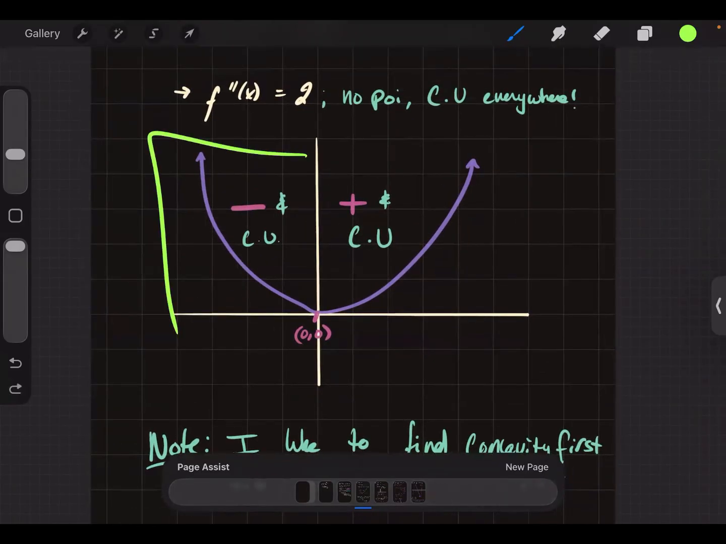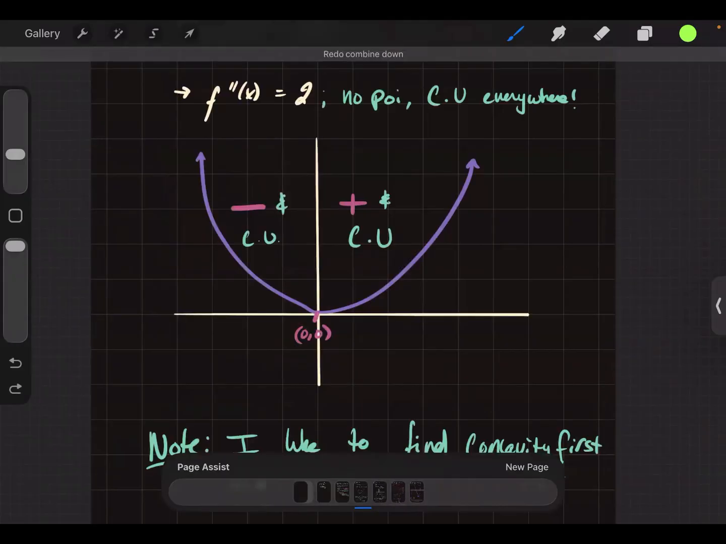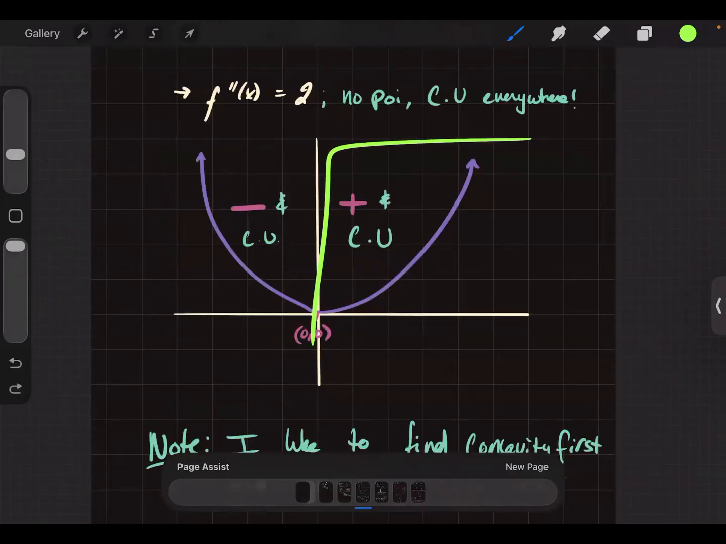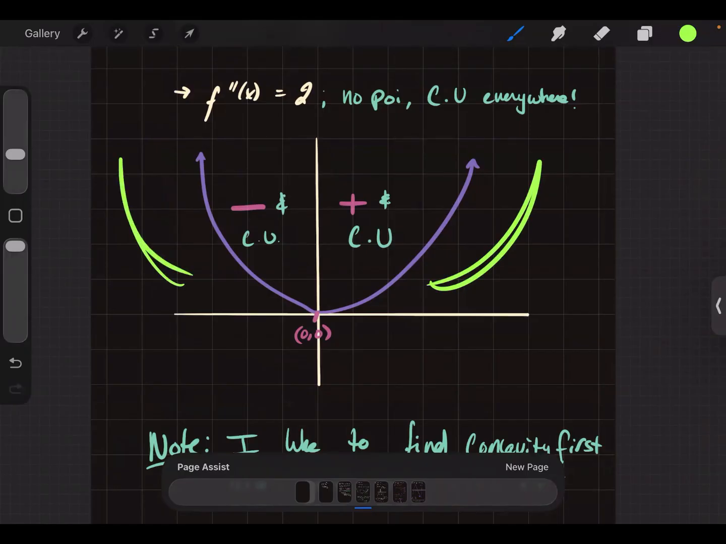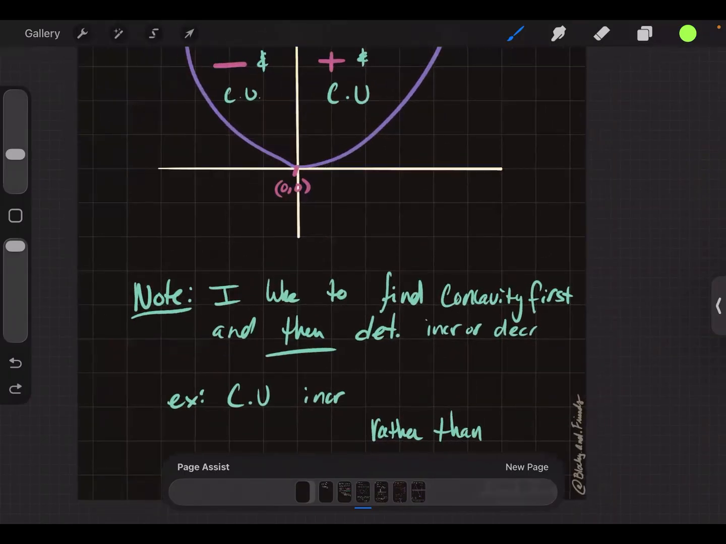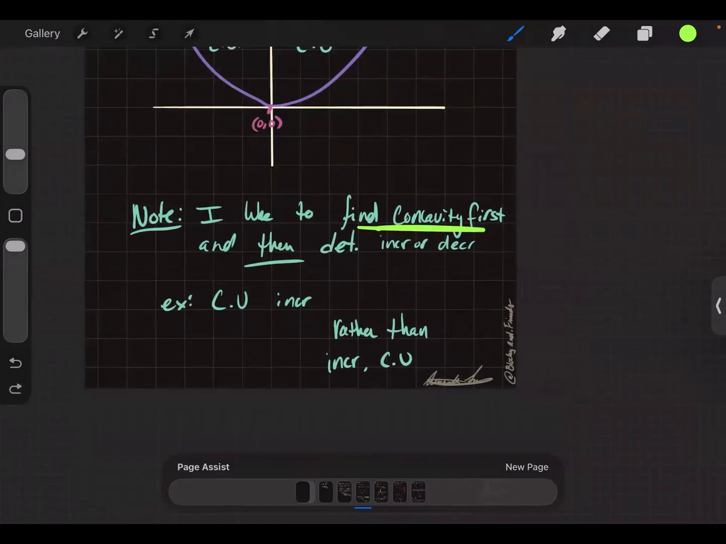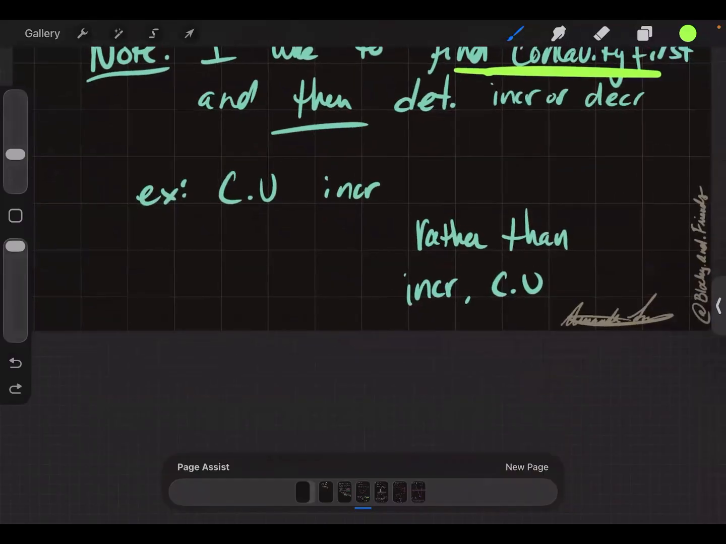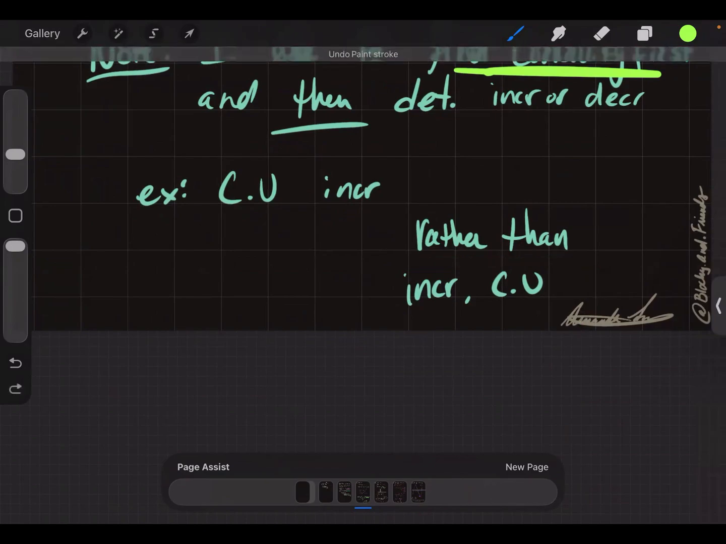The interesting part is that this tells you what concave up and decreasing looks like. It looks like this. On the other hand, this tells you what concave up and increasing looks like, which looks like this. Concave up increasing, concave up decreasing. I personally like to say concavity first and then tell you whether it's increasing or decreasing. I'll tell you why in a second. But basically that means concave up increasing instead of increasing and concave up. You'll see why.